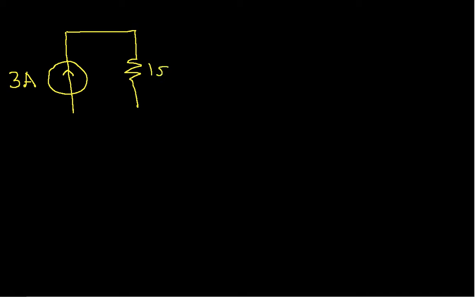A circuit that looks like this. I have a current source, and for the sake of an example, we'll say that's 3 amps. And that current source is connected to a 1 ohm resistor and a 2 ohm resistor that are both in parallel.